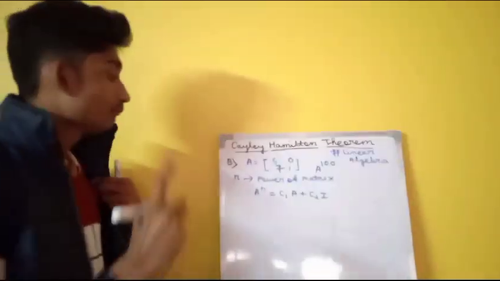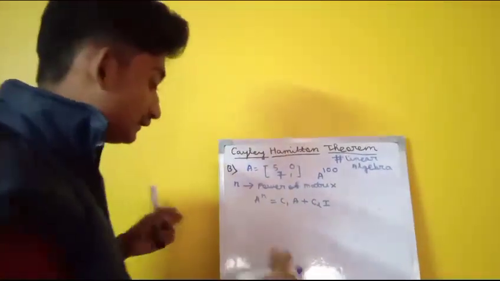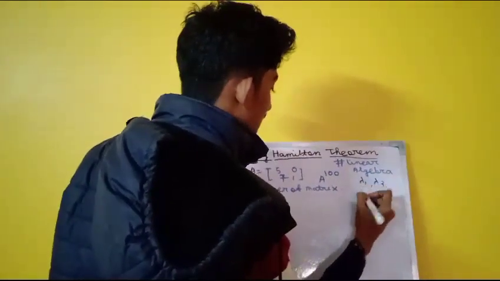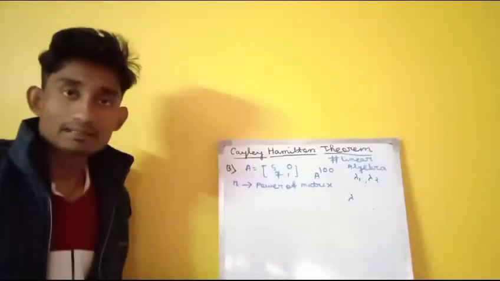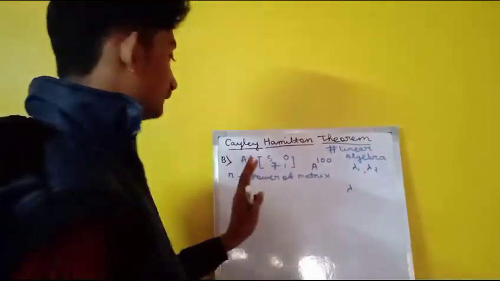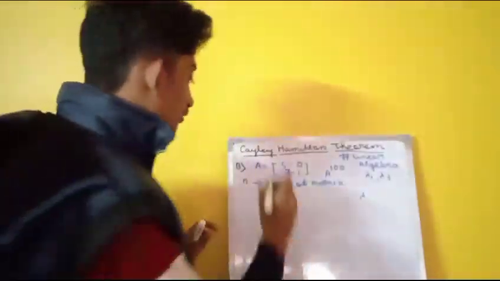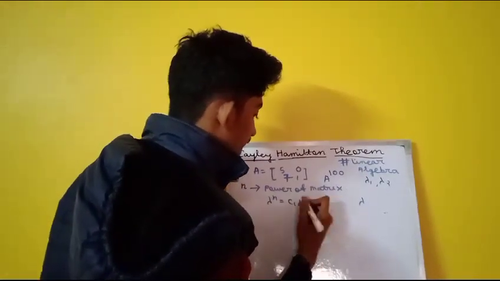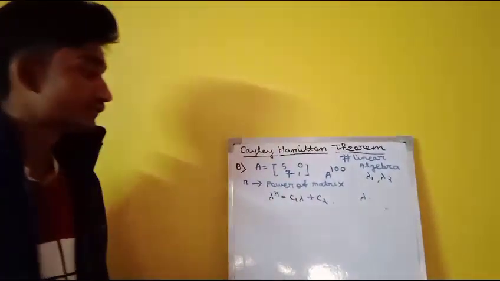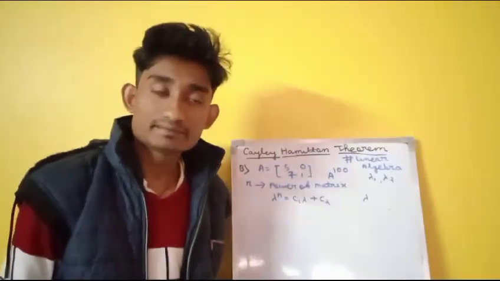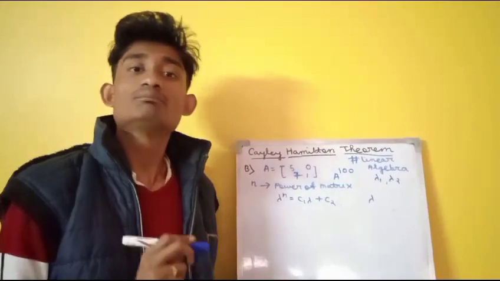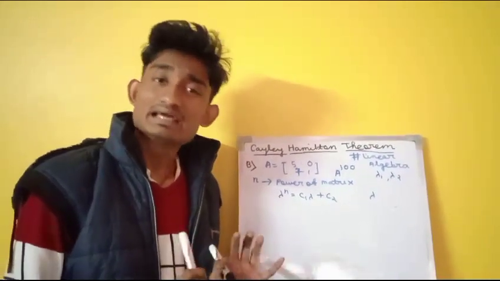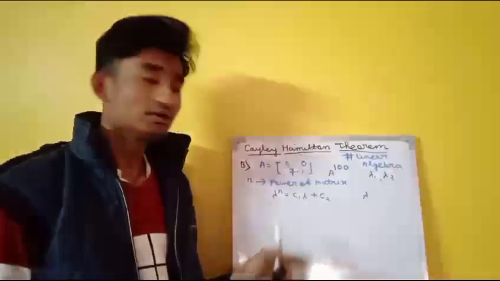Basically, let's say the eigenvalues of this matrix are lambda 1 and lambda 2. In general, if lambda is an eigenvalue, then the equation is valid according to the Cayley-Hamilton theorem, that lambda power n equals c1 lambda plus c2. Here c1 and c2 are constants, and you have to find these constants using two equations and two variables, by any method.